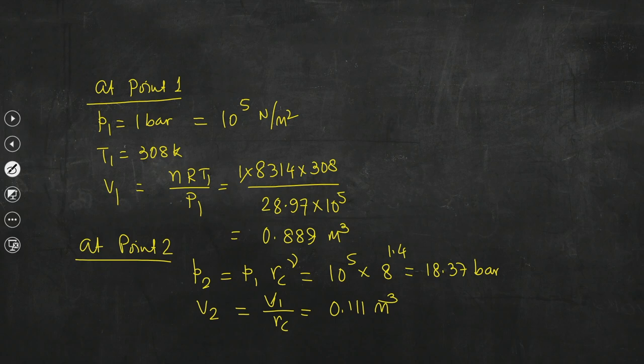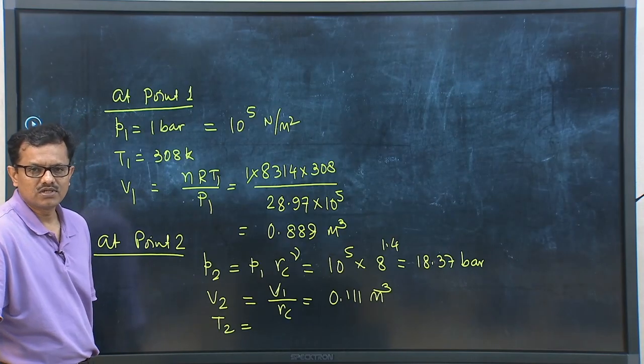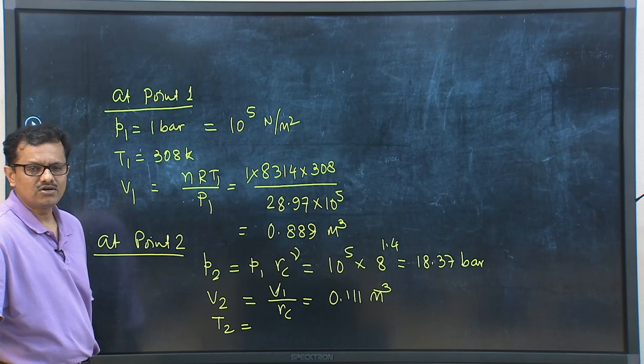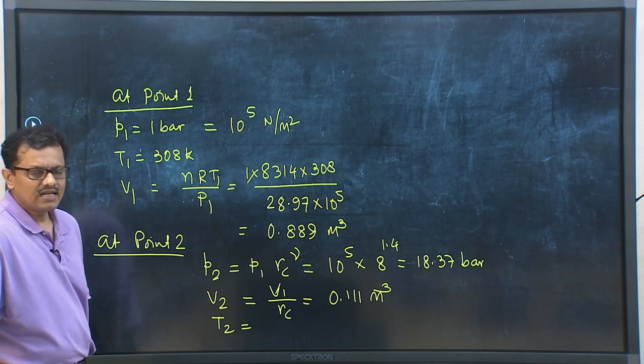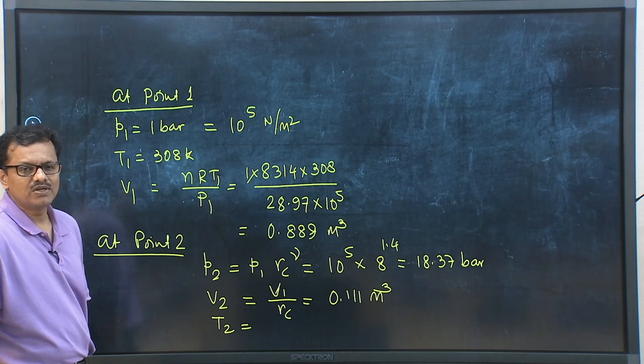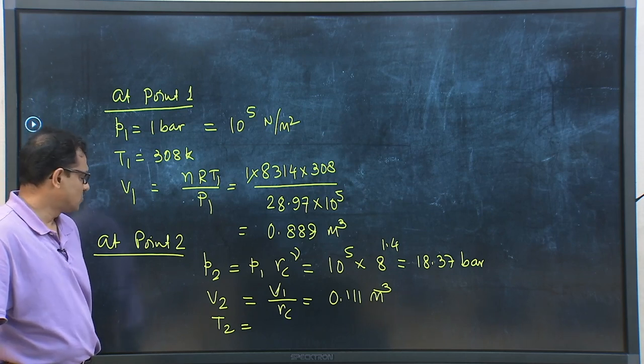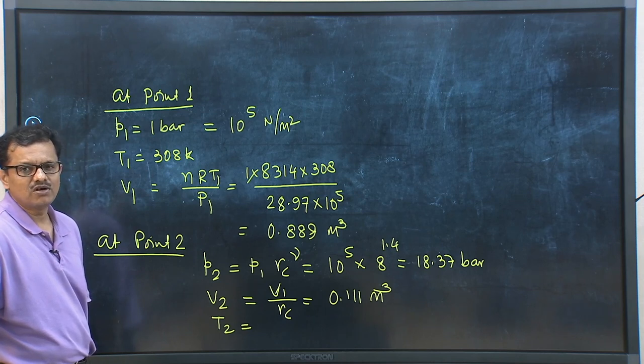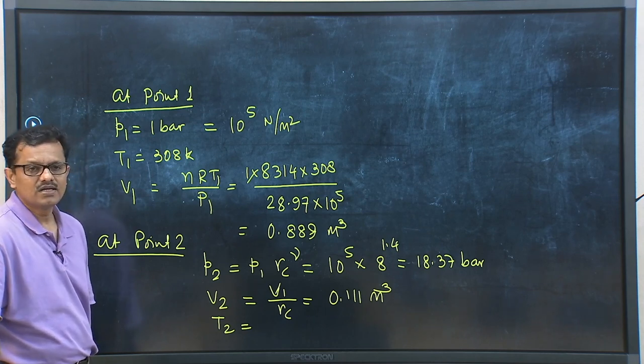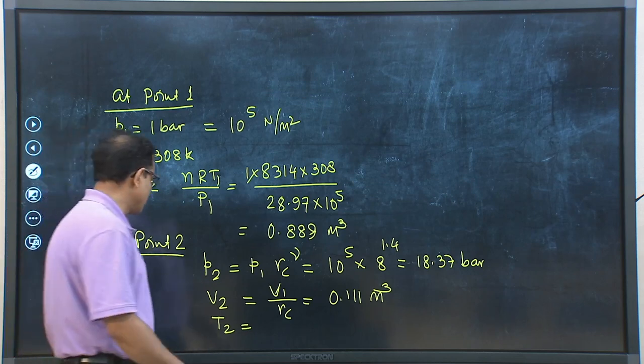What about T2? T2 again: P1 V1 by T1 equals P2 V2 by T2. Or else we can also calculate T2 knowing the value of T1 in terms of the compression ratio. So T2 by T1 equals V1 by V2 to the power gamma minus 1. From there we can calculate.